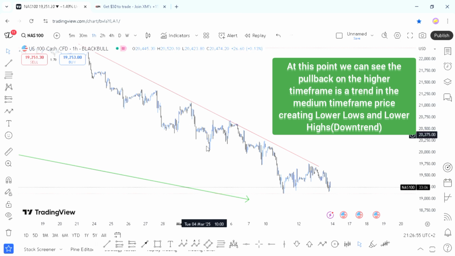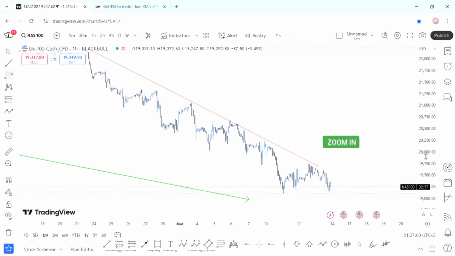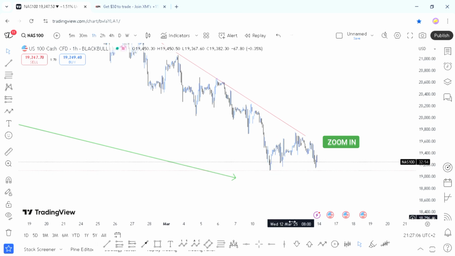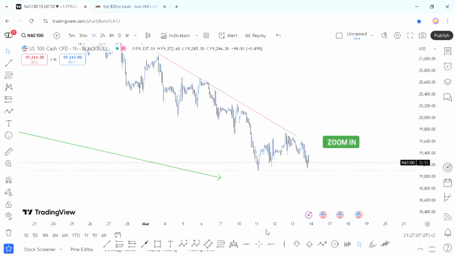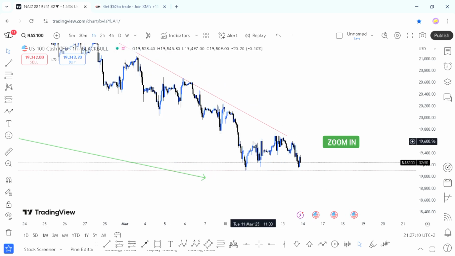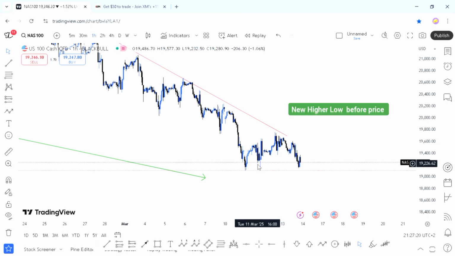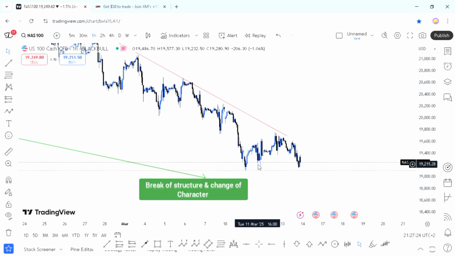So we can see we're having lower highs and lower lows on the 1 hour, and now the market is starting to consolidate. Let me zoom in. We can see the market pushed, creating a new lower high, and then we went back. We couldn't create a new lower low, but we went up after that, having a break of structure, creating a new higher high.